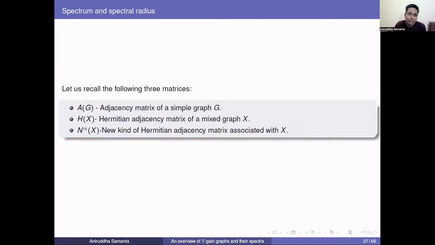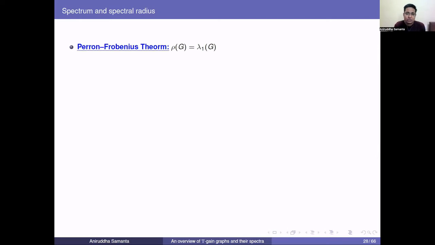Okay, now we come to spectral radius. Here we recall three known classes of matrices: one is the adjacency matrix, another is the Hermitian adjacency matrix, and a new kind of Hermitian adjacency matrix. By the Perron-Frobenius theorem, we know that the spectral radius of a graph is the same as the largest eigenvalue. But if we consider any mixed graph, then this is not the case.